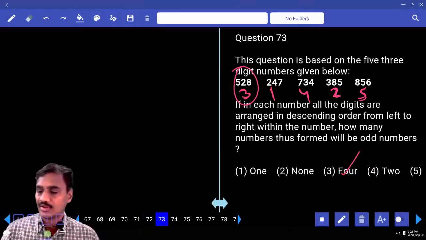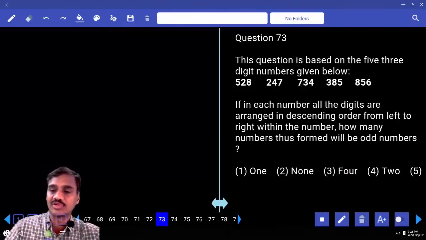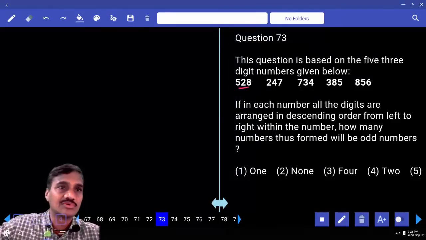And 73. Now in this 73, if in each number, all the digits are arranged in descending order from left to right within the number. Digits are arranged in descending order within the number, it says. So if we arrange 825, what should it become?